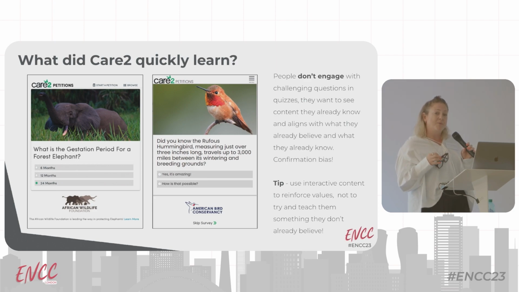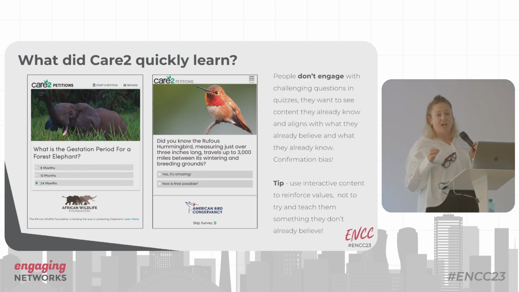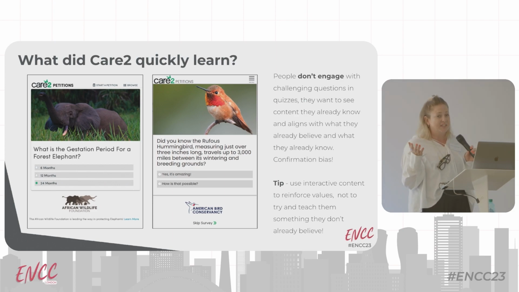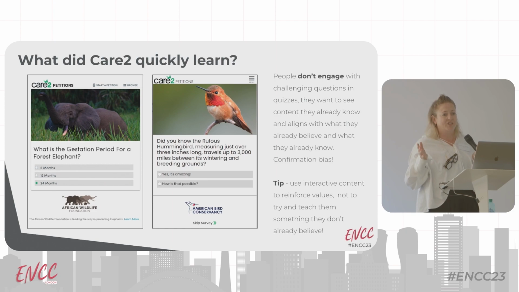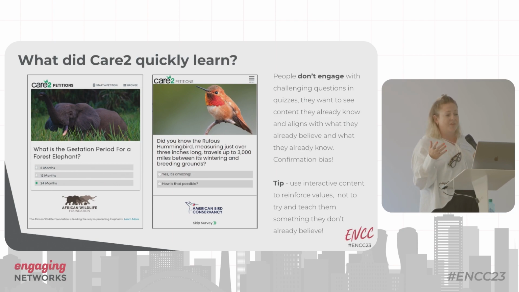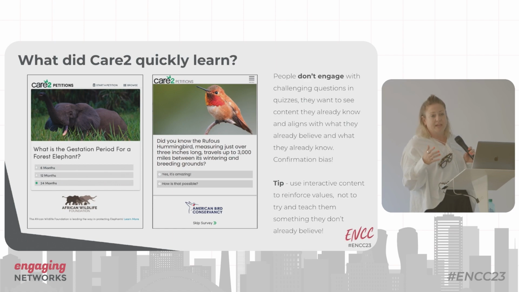So people don't necessarily engage with challenging questions in quizzes, and they want to see content that they know and that already aligns with what they believe, which I think was a really interesting tip, and we learned this really quickly on Care2 when we started running all of these quizzes. So here's a quick tip to make sure that you're using your interactive content to reinforce values. Don't try and teach something that they don't already believe.